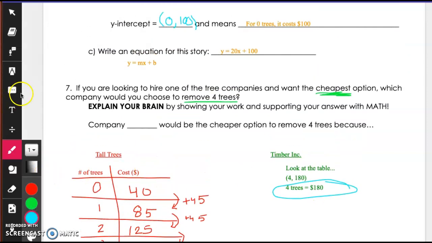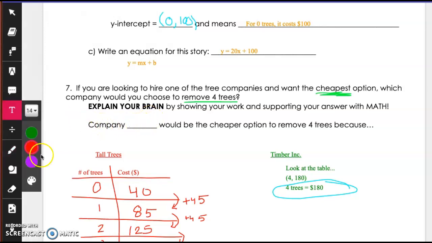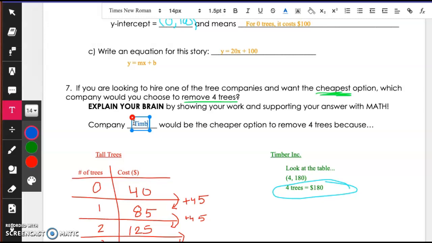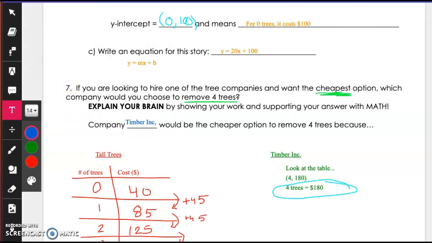So company, I left it like A or B. I didn't leave enough room. Company Timber Inc. would be the cheaper option. Awesome.